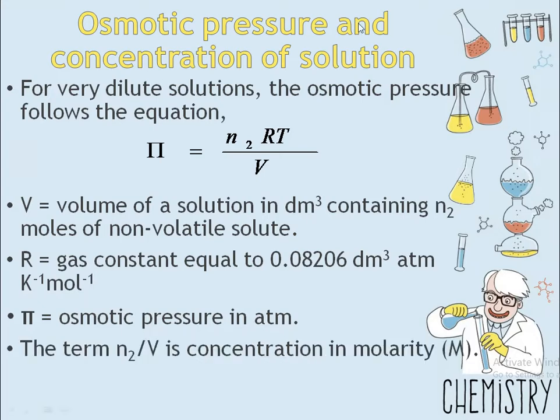Now we know that molarity is defined as the number of moles of solute divided by the volume of solution in dm³. So this term, n2 divided by V, is molarity. So we can write π = (n2/V)RT, where n2/V is molarity, so π = MRT.